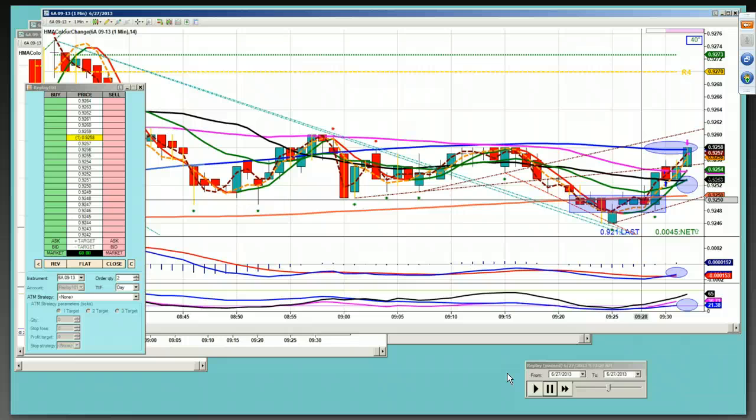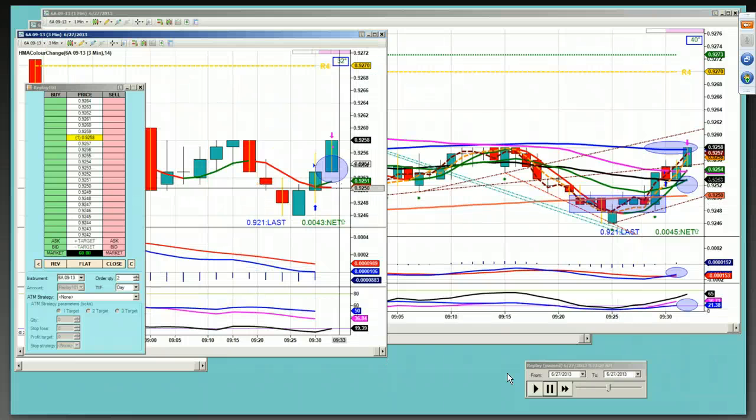Trading off support, and I'm trading because my 3 minute is going above the HMA. So let's do the next one.